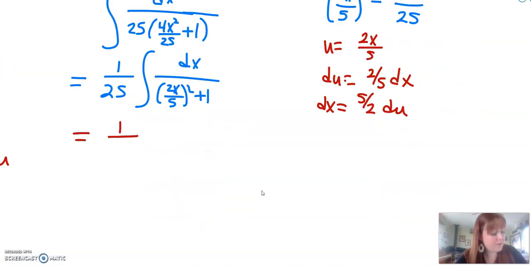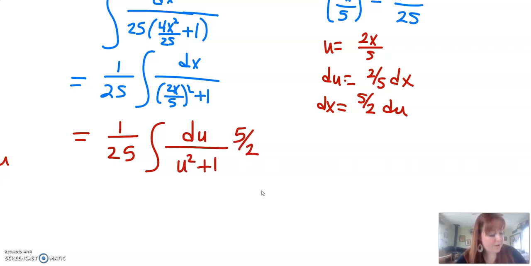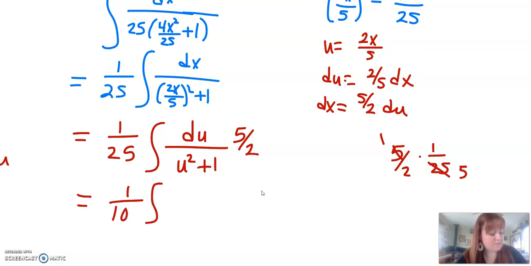And when we substitute back in, we have 1/25 equals du over u squared plus 1 times that 5/2, right? That came with the du. So let's bring that outside. So we have 5/2 times 1 over 25. That becomes 1, that becomes 5, and we get 1/10. So we have 1/10 times the integral of 1 over u squared plus 1 du.